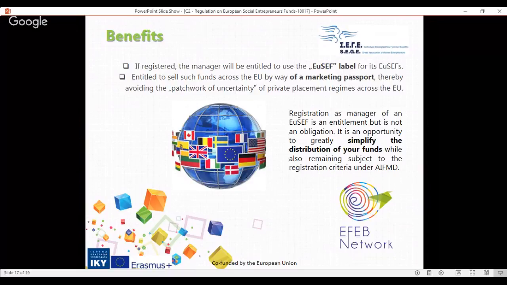If you're a sub-threshold manager marketing your funds in the EU and the investment policy of your funds is compatible with the requirements of the European Social Entrepreneurs Fund regulation, then you will be missing out on an opportunity to greatly simplify the distribution of your funds while also remaining subject to the registration criteria under AIFMD.